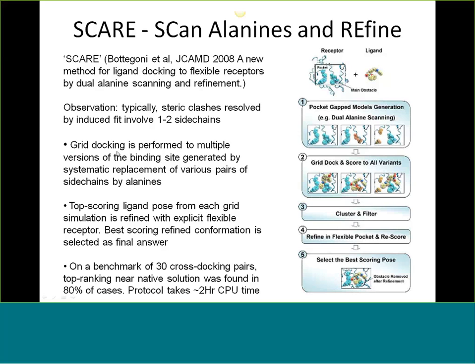On a benchmark of 30 cross-docking pairs, the top ranking near native solution was found in 80% of the cases, and this is fully described in this paper here. It's one of our methods for incorporating induced fit into docking. So in ICM, here is an example.